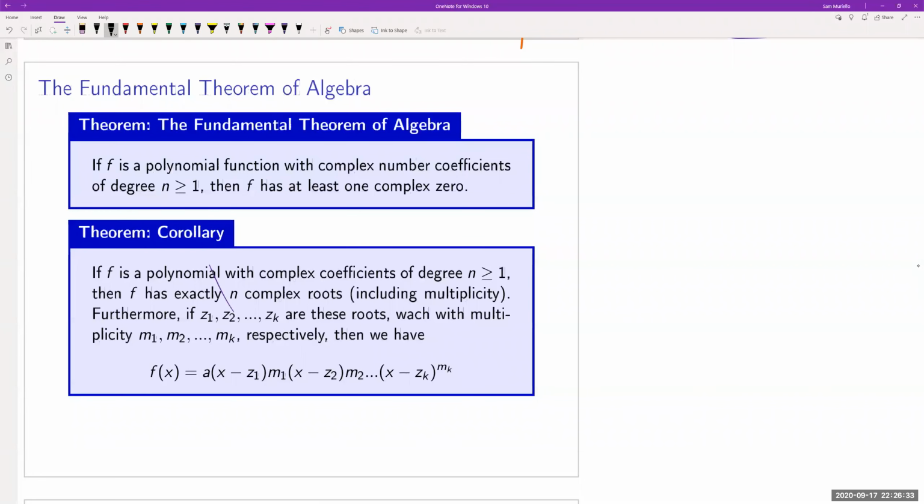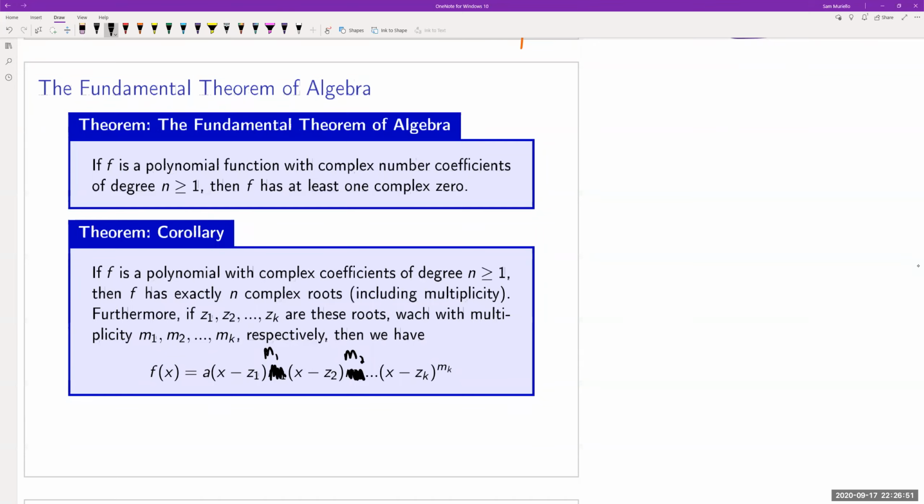Typo in this bottom piece. Let me correct that very quickly. It just means these m's need to be in the power. So first, looking at the top piece. If f is a polynomial with complex coefficients, then f has at least one complex zero.